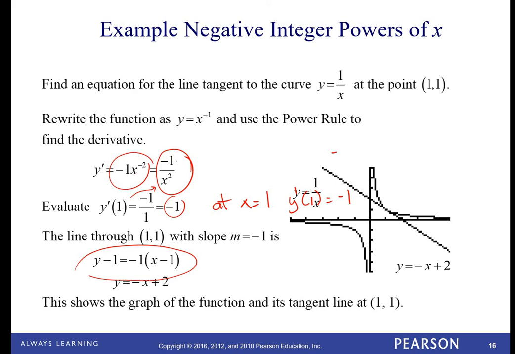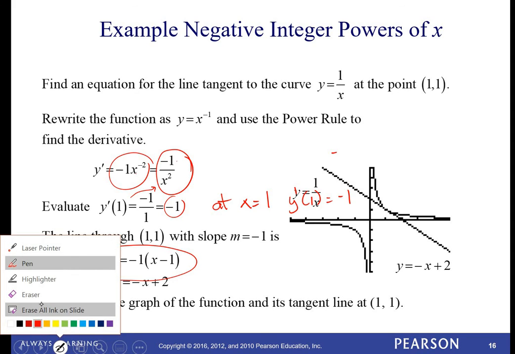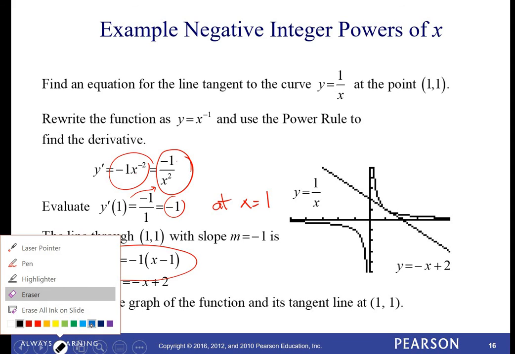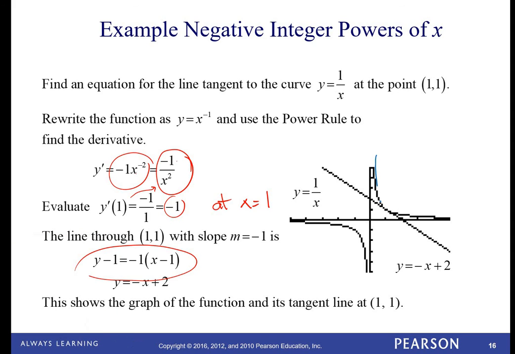I've got a little bit more on here than I want to see. I'm going to have to erase some of this. Okay, so here's my original function. It is a rational function, and it looks like this. That's my 1 over x. Here's the equation of my tangent line at the point 1, 1. And when I draw this line, I do have a slope of -1, and it passes through the point 1, 1 on my curve.